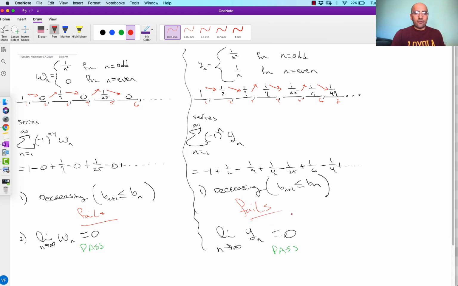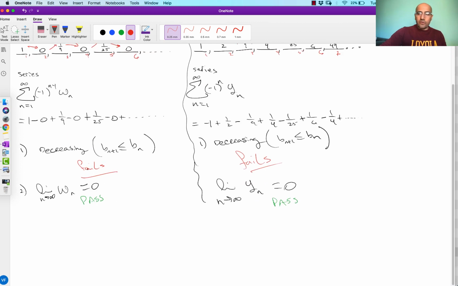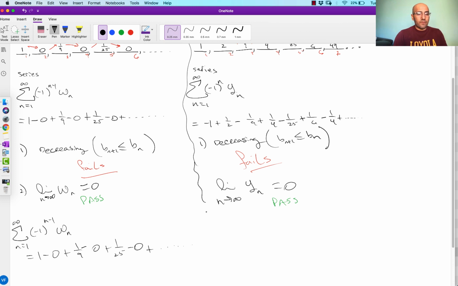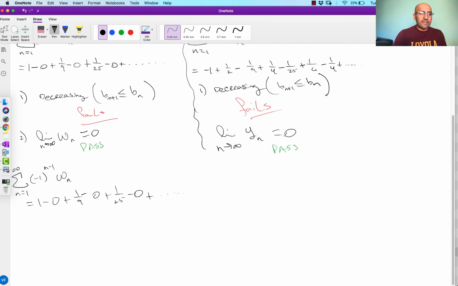But now let's look at the actual series. Does it converge or does it diverge? All right, so let's look at this one first. Okay, so let me ask you to think about the following. We have the series, n goes from 1 to infinity, of negative 1 to the n minus 1 of w sub n. This equals 1 minus 0 plus 1/9 minus 0 plus 1/25 minus 0 plus dot dot dot. And we want to know, does that converge, does that diverge?